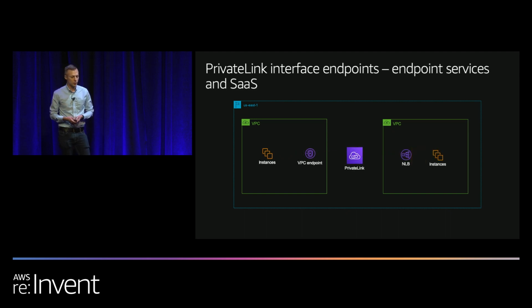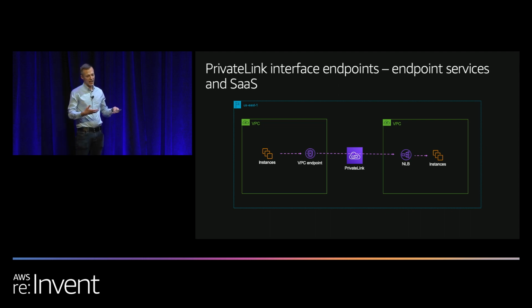There's two other consumption models here. Endpoint services. These are network load balancers that you create and manage and then extend into other VPCs through PrivateLink, and also SaaS services. So we have a number of providers that you can go and provision a SaaS service, and they'll extend VPC endpoints into your VPC for you. And again, very similar consumption model here. We're just connecting in through the VPC endpoint through an NLB into an instance.